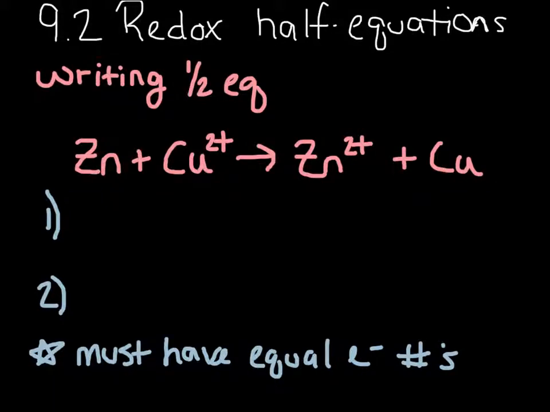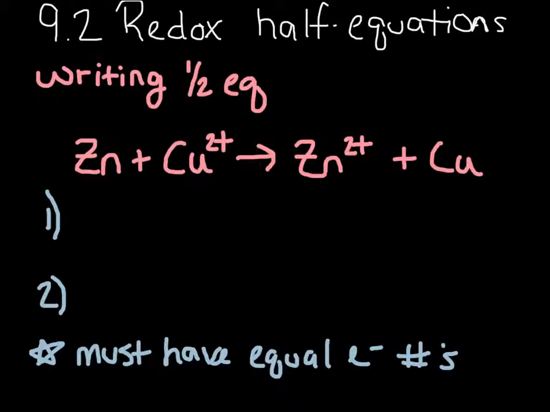9.2 is about redox half equations or half reactions. The first part we're going to look at is how to write a half reaction, and the second part is how, when given your half equations, you go back to a full redox equation or reaction. So first, writing a half equation.